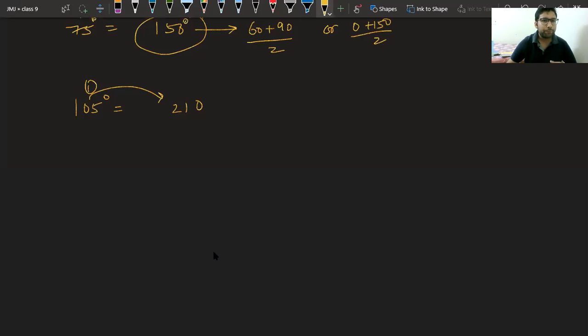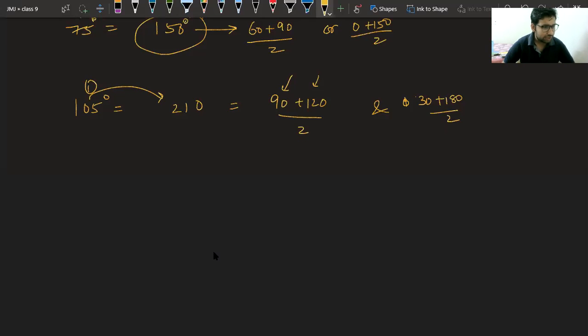As per your answer, we can take 90 plus 120, which gives 210, and dividing by 2 gives me my required angle. Rudra is saying 180 plus 30, so 30 plus 180 upon 2. This is also correct, class. Both are similar. Anuranjan and Bhavya are saying the same thing. So you can go for this method or this method, whichever you like.